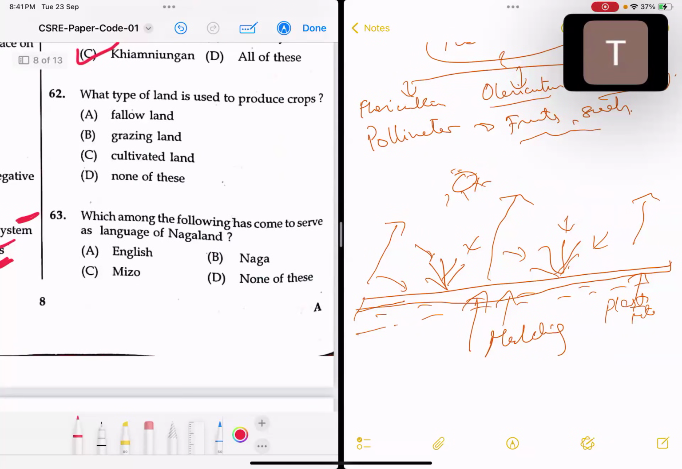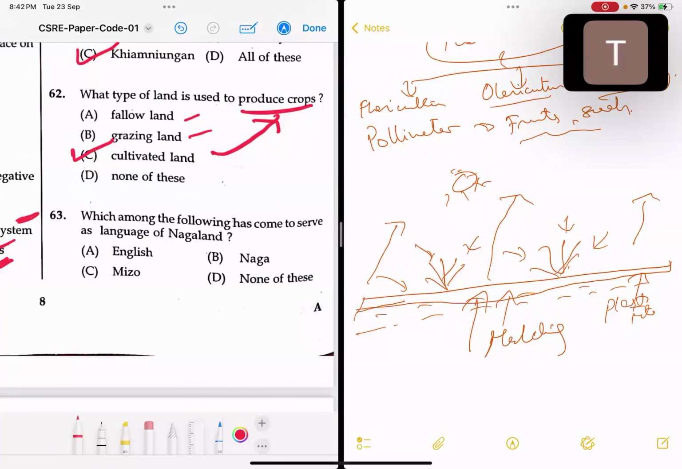Question number 62. Which type of land is used to produce crops? Now, when we talk about the land pattern, it generally divides into different categories, right? So cultivated land is the one which is used to produce the crop, right? Because it is cultivated. When we say fallow land, it simply means that the land is not used for cultivation, right? It may be for 1 year, 2 years, 5 years, depending upon the type of soil. And grazing land is a land where the animals are kept for grazing, right? Generally grasslands are included.